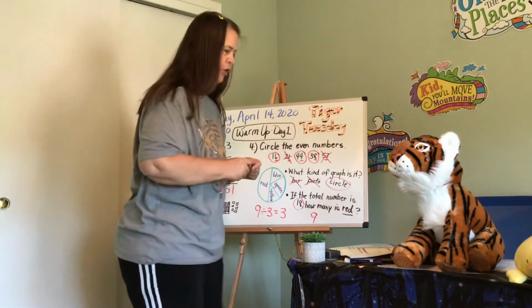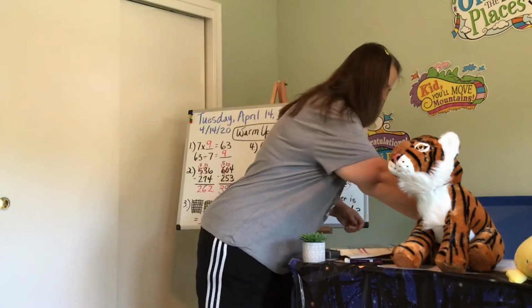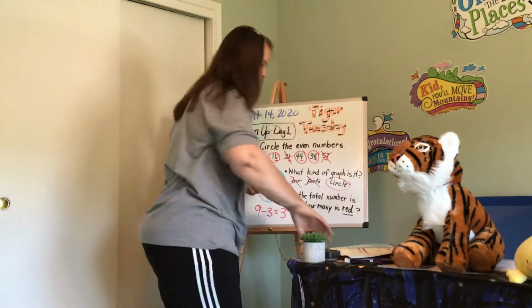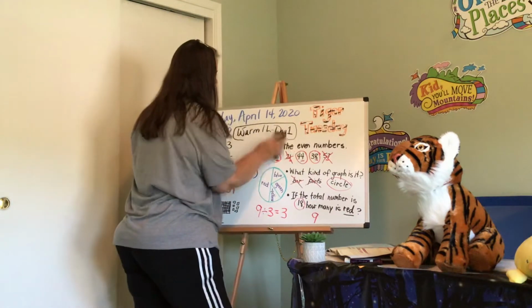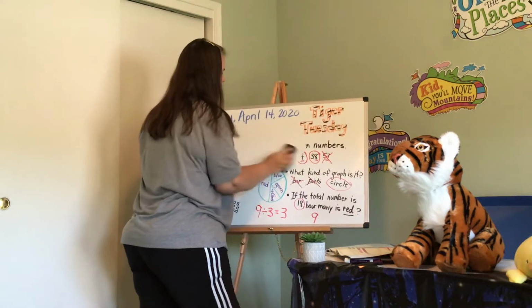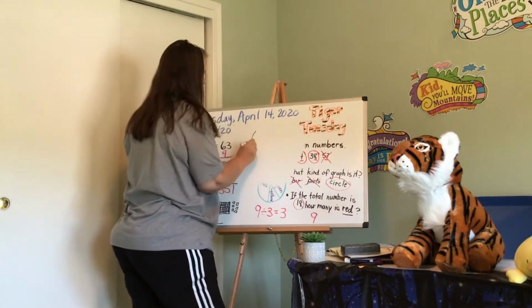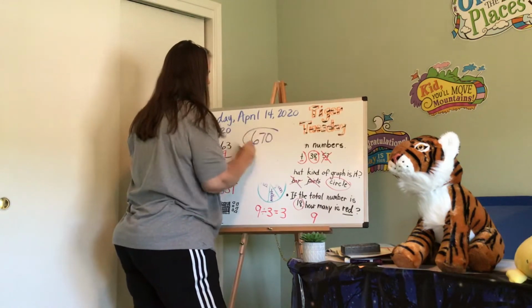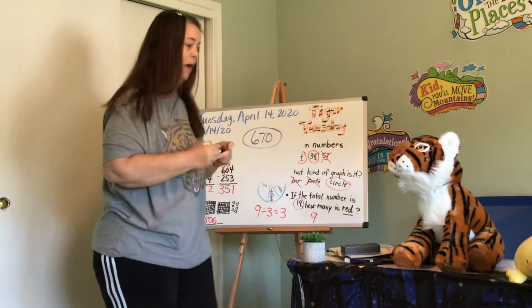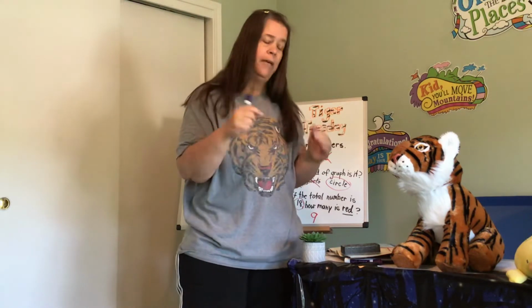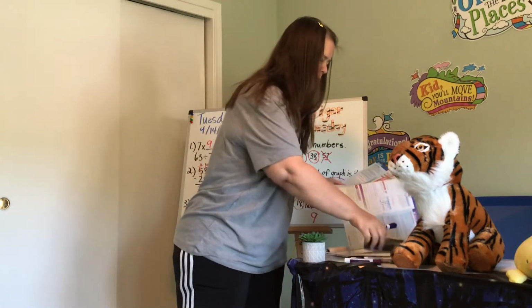Go ahead and get out your math book, and we're going to open up to 670. Let me erase some of this. Okay, 670. Alrighty. Now, I don't want you to write in the book until I tell you to. We're going to be doing this talking back and forth, okay? So don't write until I tell you to.